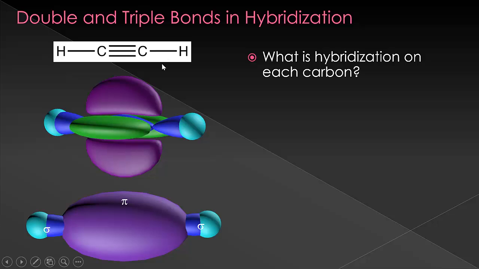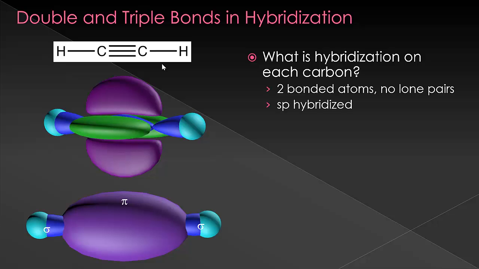And so each carbon is going to need two hybrid orbitals. So if we need two hybrid orbitals, we need to start out with two orbitals. And so we need to start out with an s and a p. And so we take that s orbital and we take that p orbital and we merge them together and we form an sp2 hybridized, or excuse me, an sp hybridized atom.